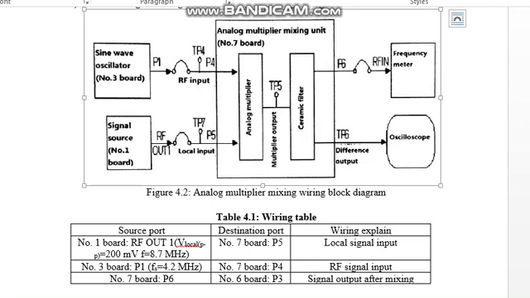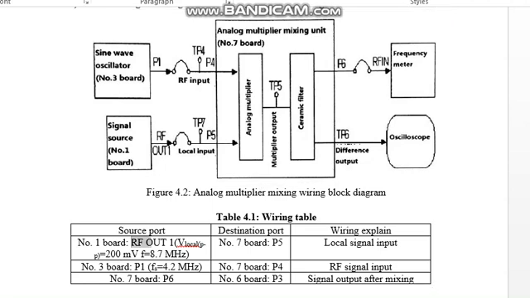There are two inputs: first the sine wave oscillator input, and second the signal source input. Here you can see that the RF output 1 is fixed, that is the V local 200 millivolt and 8.7 megahertz. That is the local signal input, and FS is the other signal frequency that is given on the P1. That means this is the RF input and this is the local input, I guess.